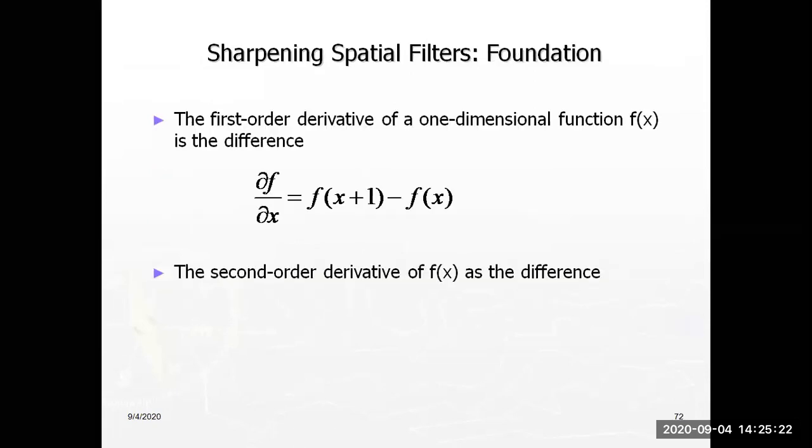First, the first order derivative. What is the first order derivative of a one-dimensional function? If there is a one signal f of x, the first order derivative is given by the partial derivative ∂f/∂x equals f(x+1) minus f(x), and the same for the second order. The second derivative, ∂²f/∂x², is simply f(x+1) plus f(x−1) minus 2 times f(x).